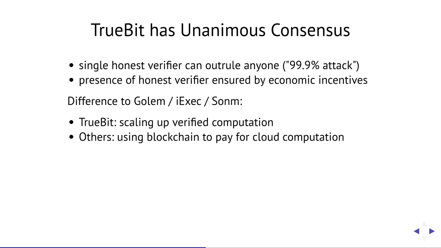So some of you have been here in an earlier talk about the same topic, and this first line was already in the first talk, but the second line is actually new. So some months ago we said, okay, a single honest verifier suffices so that nobody can cheat. But it turned out that this single honest verifier is not always there. But we added an economic incentive mechanism to actually ensure that this single honest person is also always there.